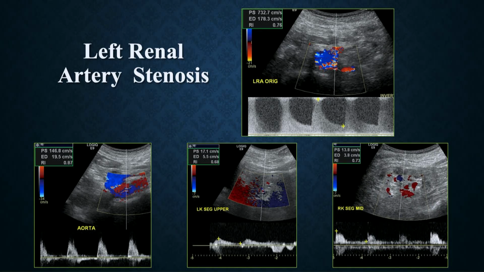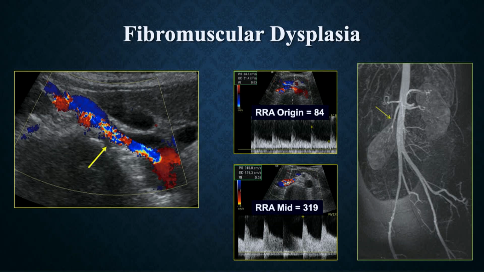Is that a tardus parvus waveform? Look at the other side. On the other side, we have a nice normal-looking waveform with an early systolic compliance peak. You see that there? That's the normal waveform. And if you compare it to the other side, they're very different. So it's very helpful to compare the waveforms.